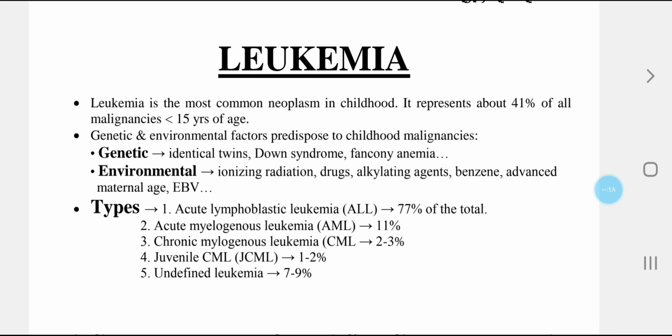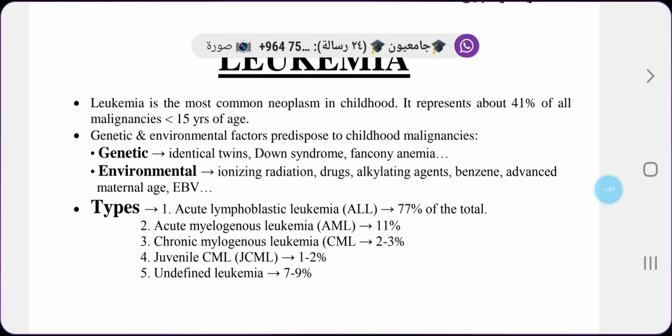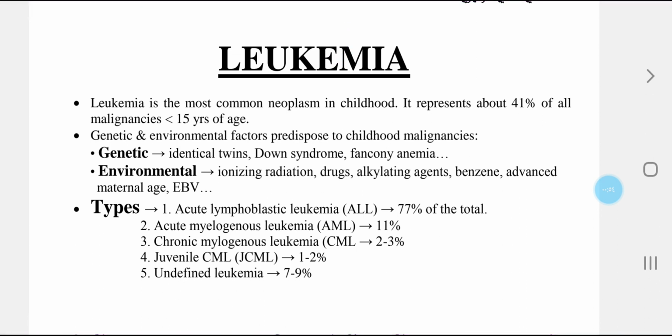Types of leukemia. First, acute lymphoblastic leukemia, representing 77% of the total. Second, acute myelogenous leukemia, representing 11%. Chronic myelogenous leukemia, 2 to 3%. Juvenile chronic myelogenous leukemia, 1 to 2%, and undefined leukemia, 7 to 9%.